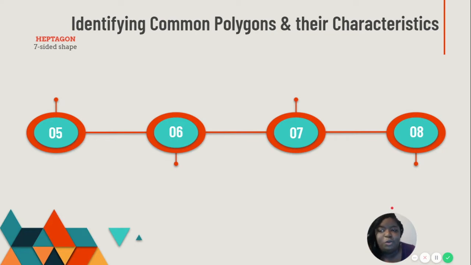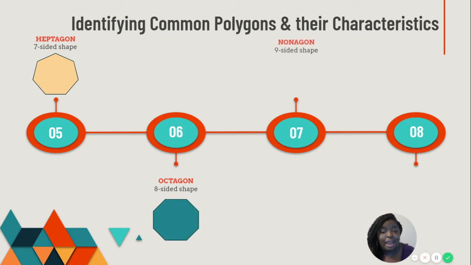So to continue with common polygons, we have a seven-sided shape, which is a heptagon, and we can see here that we have seven sides, and all sides are congruent. And to continue with this, the shapes are going to get a little bit more complex. So going on to an eight-sided shape, which is an octagon.